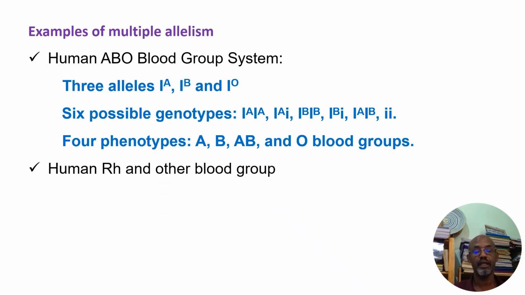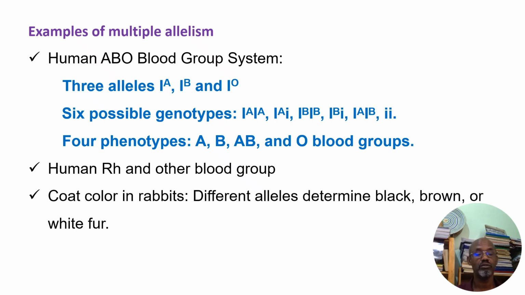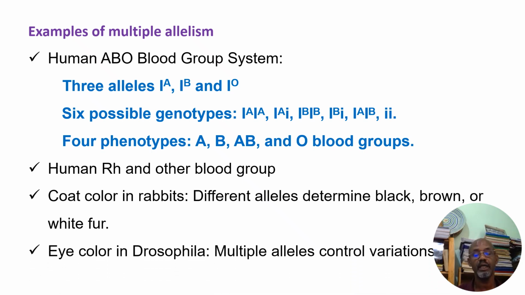Human RH and other blood groups. This is also a case of what? Multiple allelism, the RH. This is also based on the antigen, RH antigen on the surface of red blood cells. Coat color in rabbits also shows what? Multiple allelism. Different alleles determine black, brown, or white fur color. Eye color in Drosophila. Drosophila melanogaster is an insect, the common fruit fly. Multiple alleles control variations in body color.